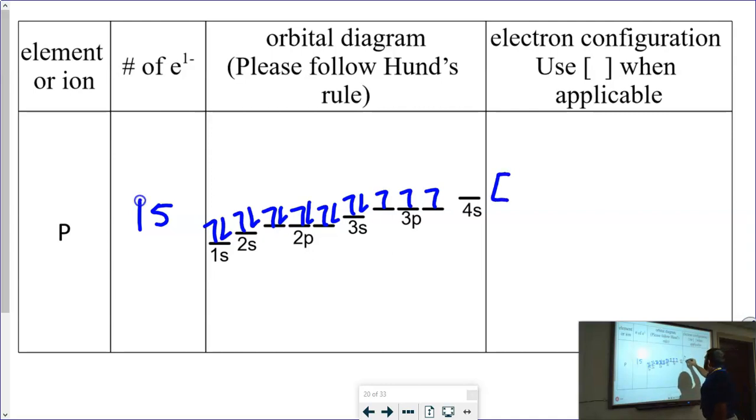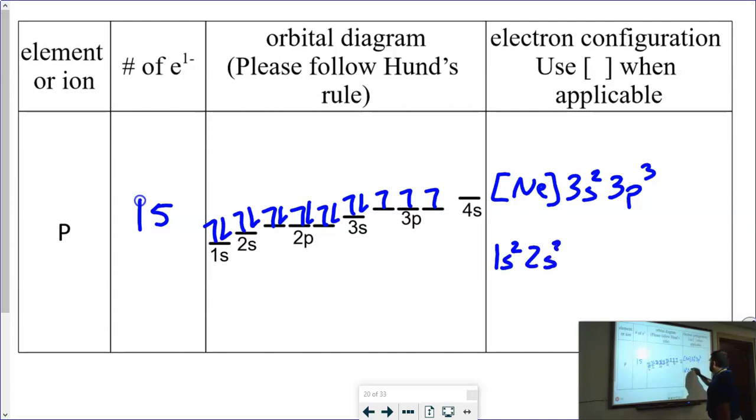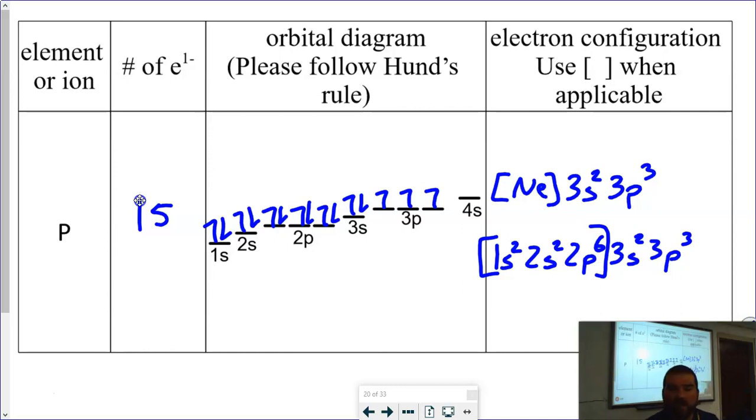Electron configuration. I'm going to use the element neon, which is the noble gas in the row above phosphorus, and then I continue on after that point. So neon has 10 electrons, so all I need is the last 5, which is going to be 3s2, 3p3. If you wrote the whole thing out, it would be that. So really this neon is encompassing that chunk right there. So it saves you a little bit of time, especially as you get further and further along in the periodic table, right?